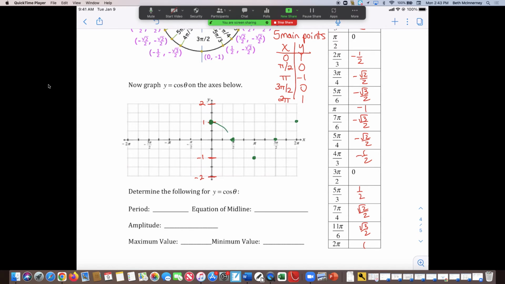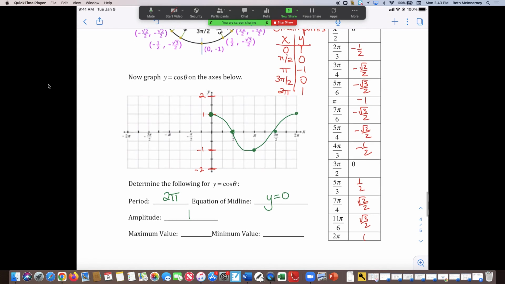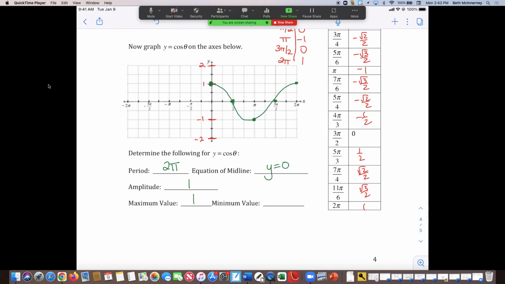So do you see that the period length is 2 pi. The equation of the midline is y equals 0. My amplitude is 1, my maximum is 1, and my minimum is negative 1. Let's go ahead while we're here and continue the pattern to the left. Just make sure you're not making it look pointy like a V. It's not a V, these are nice rounded curves.